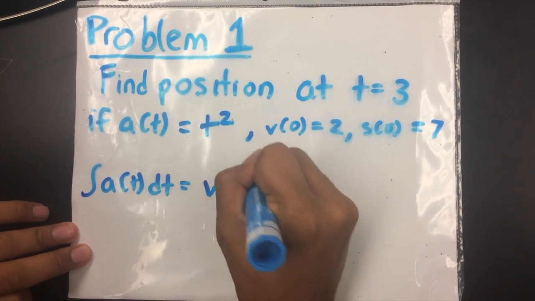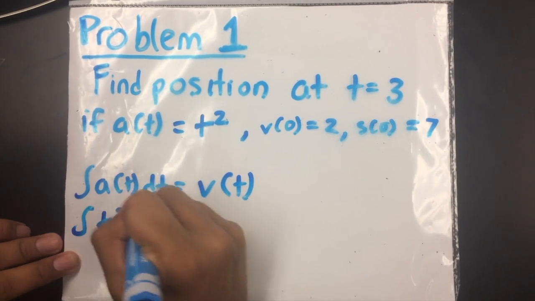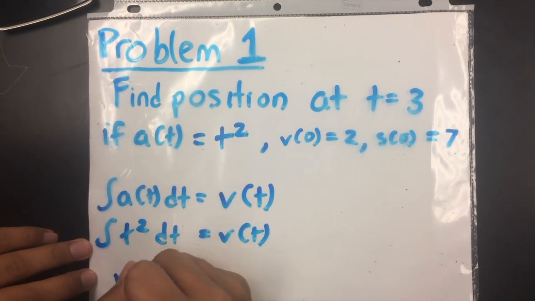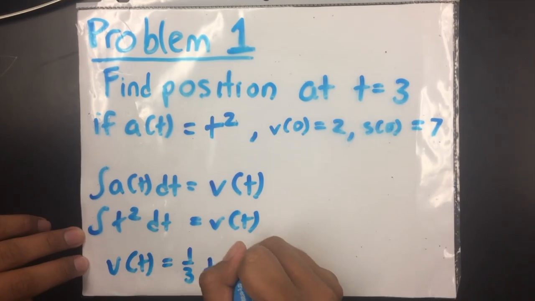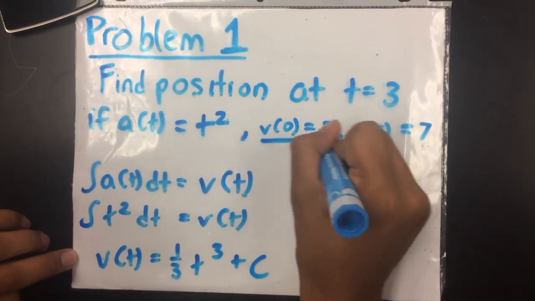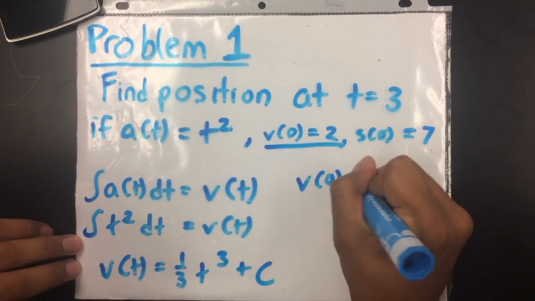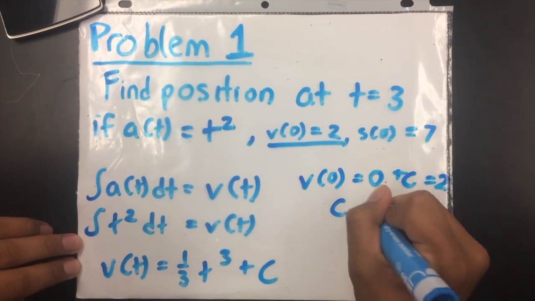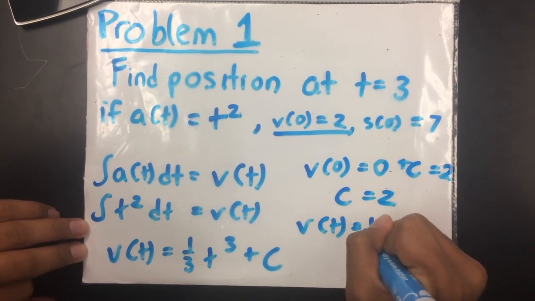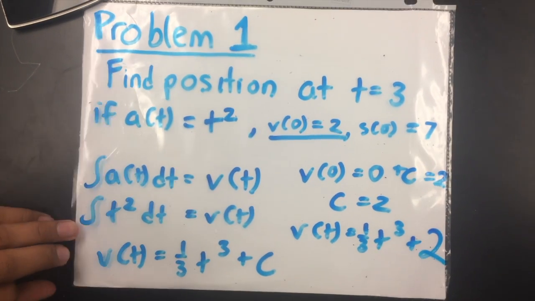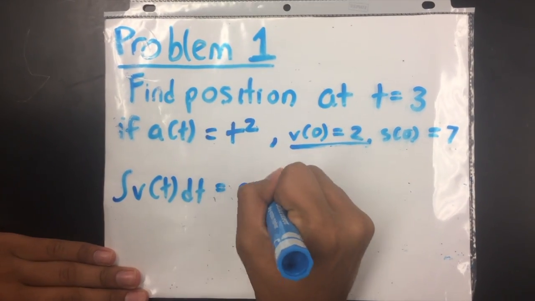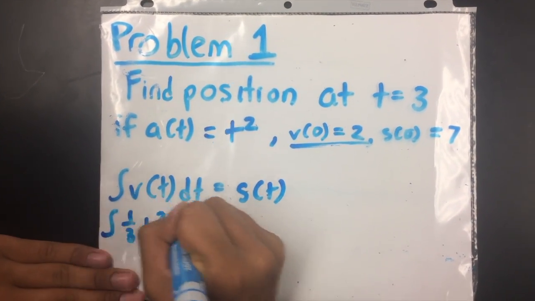So the problem we see is that first, to get velocity, obviously we have to integrate acceleration. With the acceleration being t squared, the velocity will be 1/3 t cubed plus c. So we use the initial condition v of 0 equals 2, and when we plug in 0, the t term becomes 0, therefore c equals 2, so the velocity is 1/3 t cubed plus 2. Now using that, we know that if we want to find position, we just need to integrate velocity.